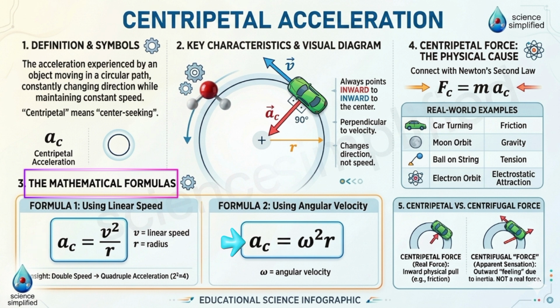The second formula uses angular velocity, a c equals omega squared multiplied by r. Here, the Greek letter omega represents angular velocity. Now let's move to section 4.